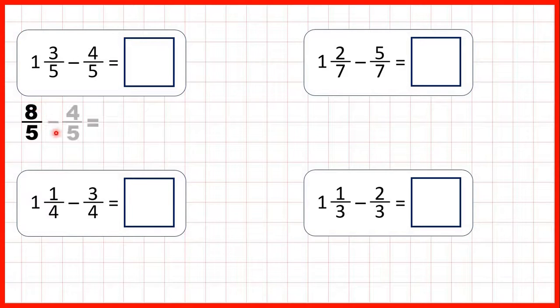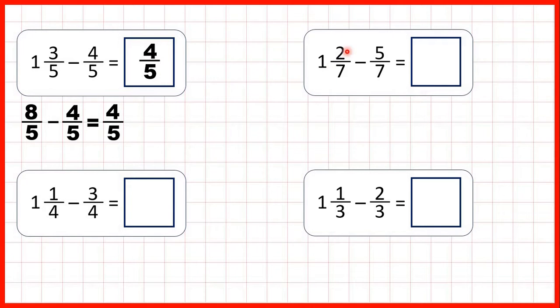So now we can subtract 4 fifths. Remember, when we subtract fractions, the denominator stays the same in our answer, and 8 minus 4 is 4. So our answer is 4 fifths.